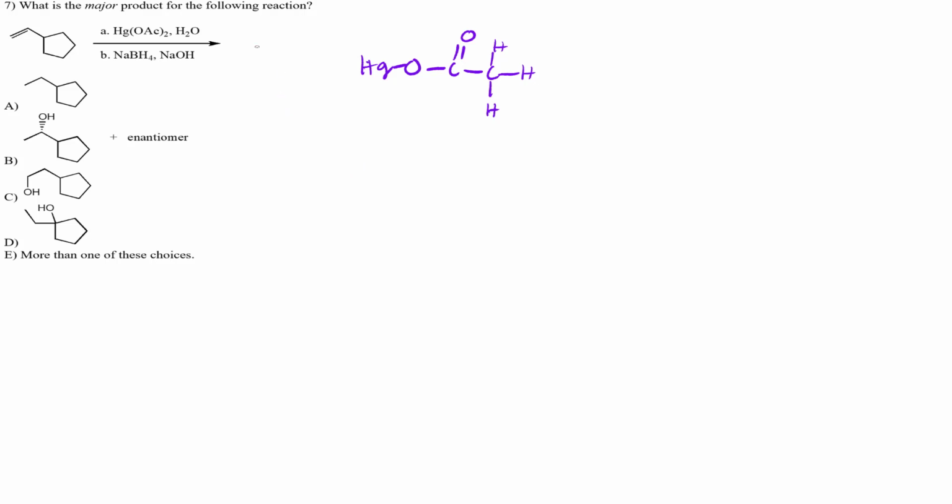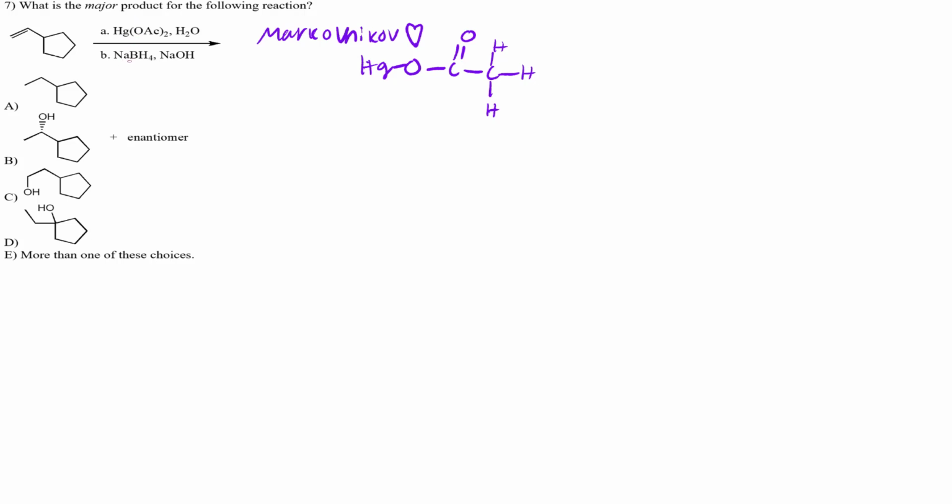So the first thing you need to know about oxymercuration is that it follows Markovnikov. Markovnikov, we're going to have a heart, right? So we have a heart, and that means that we like it. So we follow Markovnikov.